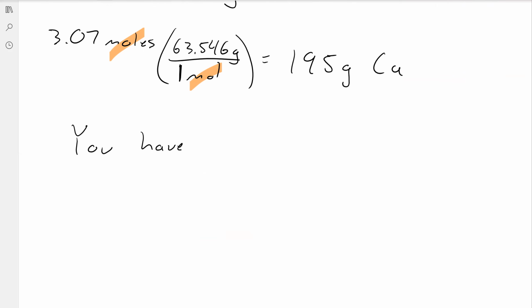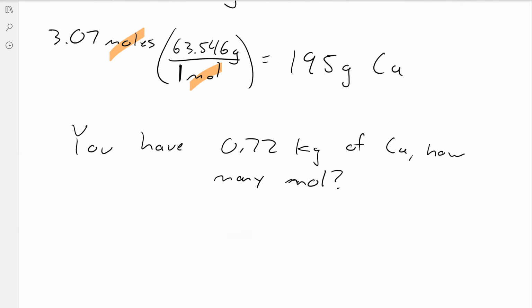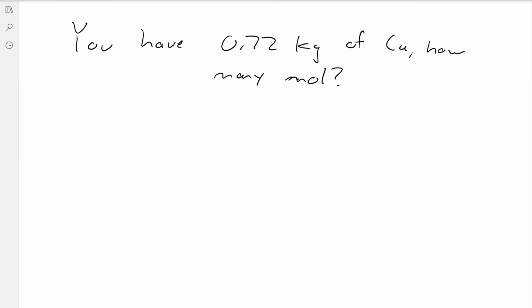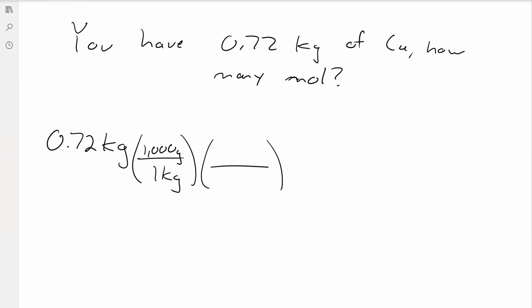So you have 0.72 kilograms of copper. How many moles? Right? Maybe you're going to react this copper with something else, and so you need to know how many moles of copper. That way you can get the right ratio. So you'd start off with the thing that's not your conversion unit, the 0.72 kilograms. We note that molar mass is always in grams per mole, so we've got to change our kilograms to grams. For every 1 kilogram, there's 1,000 grams. After that, we simply use the molar mass.